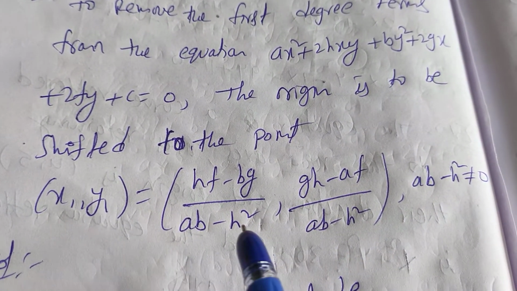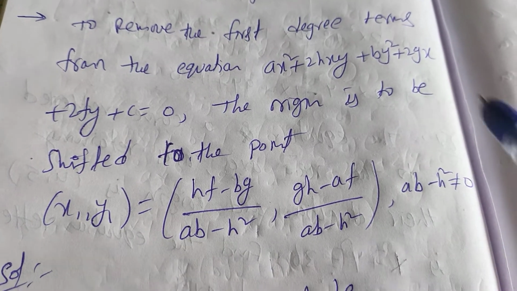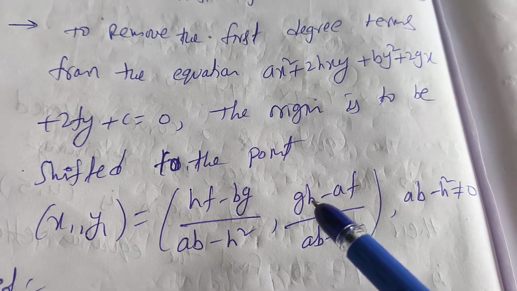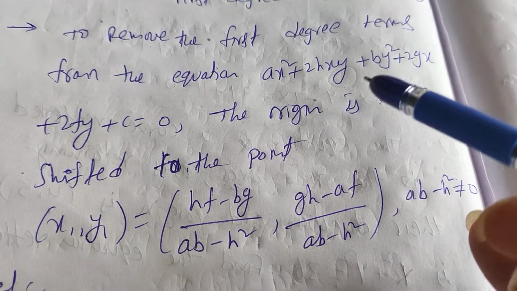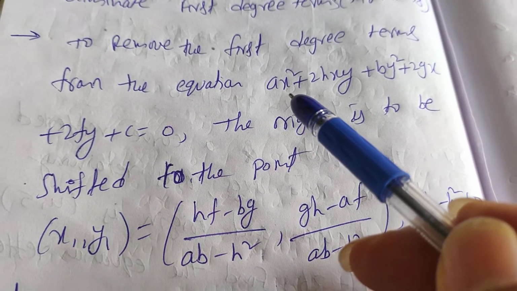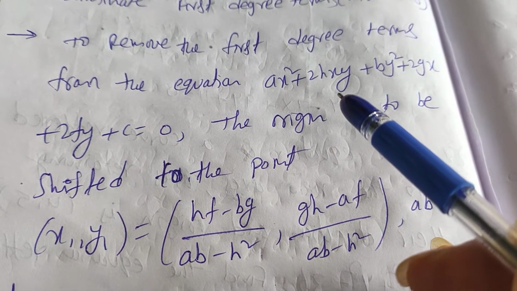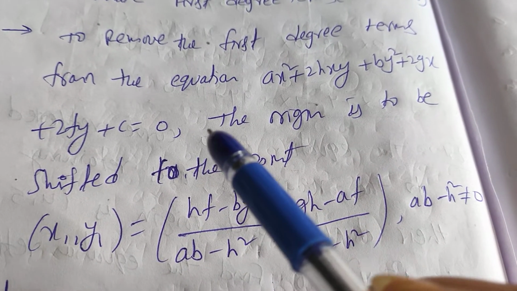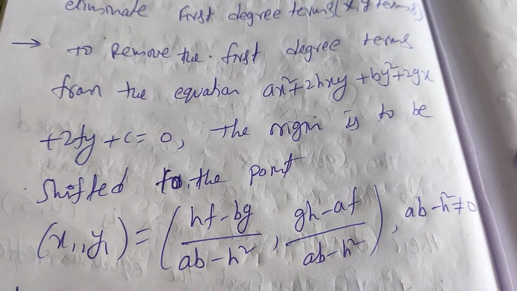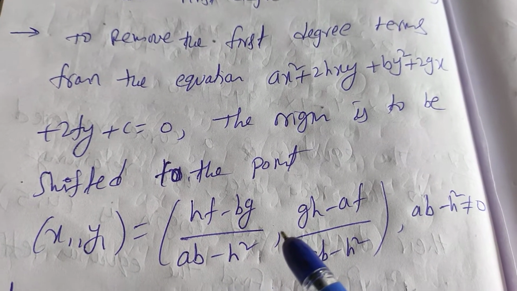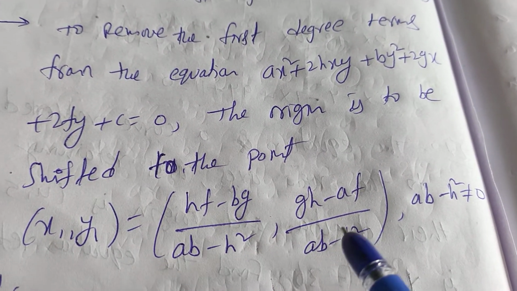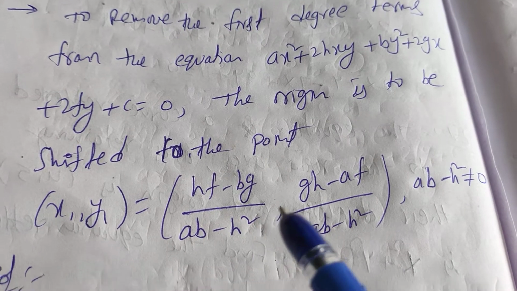So after getting this point, if you use it to shift the origin and continue the procedure, to find the new coordinate axis we have to substitute capital X plus h in the place of x, and capital Y plus k in the place of y, in the given equation. Obviously the x and y terms will be eliminated in the resulting equation. That is the procedure. But how to find this point, I will explain now.